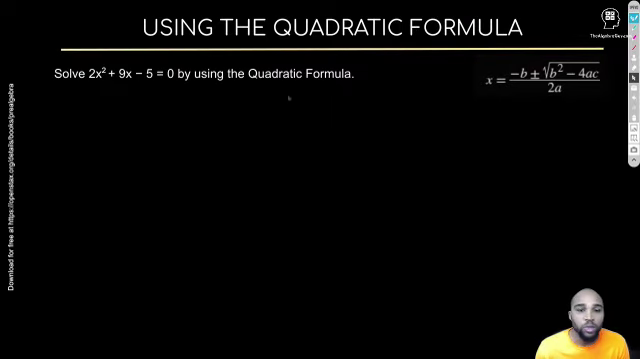So what is the quadratic formula? Right here you see the quadratic formula is x equals negative b plus or minus the square root of b squared minus 4ac, all divided by 2a. Now I could have given you an intro into how that equation came about, but I don't think you'd be interested in that. We're probably just interested in solving it.